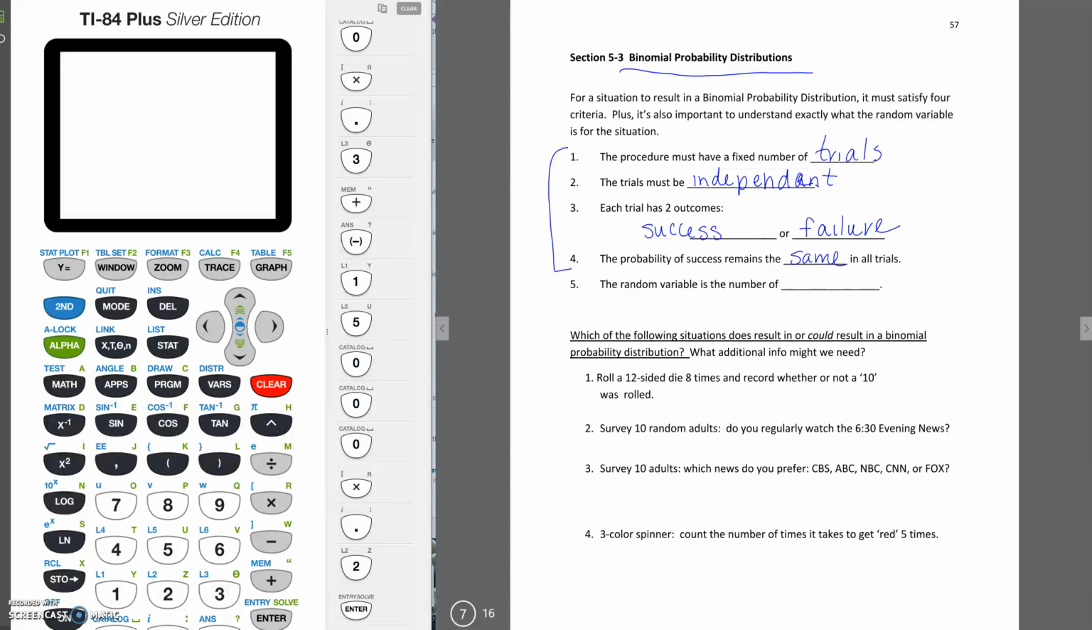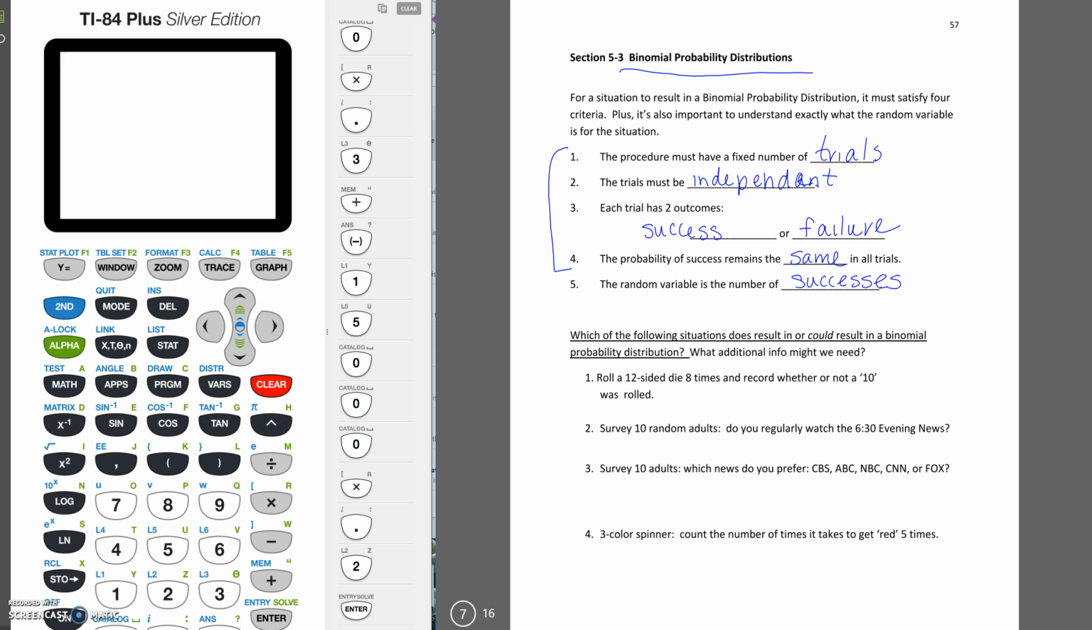Okay, so you have to have a fixed number of trials. It'll tell you you're doing something 10 times or 50 times or whatever it is. Each trial must be independent. So if you're, say, picking a card out of a deck, you'd have to do it with replacement. Each trial can only have 2 outcomes, either a success or failure. And your probability of success must remain the same each time. And the random variable that we're going to keep track of here is the number of successes. So we're going to go through some situations and decide, are they binomial or not?